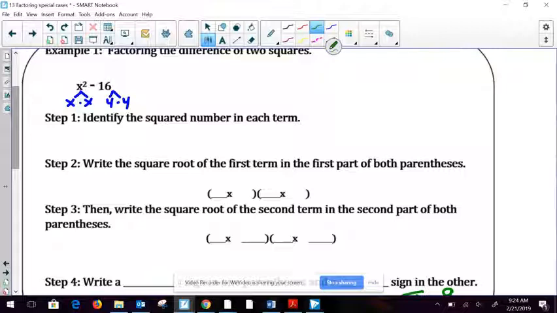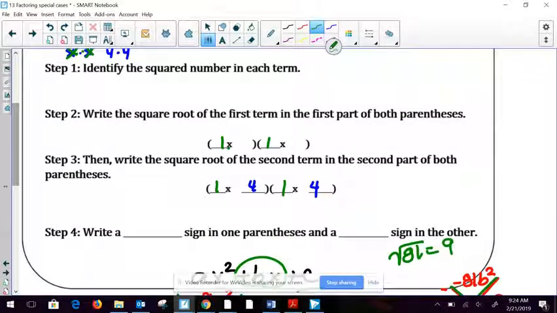So let me put this in green here. The square root of x squared is x. So I'm going to write it here and here. Because there's no imaginary number in front, I'm just going to put a 1 with it. Now, looking at the 16, what is the square root of 16? Well, the square root of 16 is 4. There's my 4s. Remember, I wrote those 1s from before. And then what you have to remember, to get the negative, we need 1 positive and 1 negative.